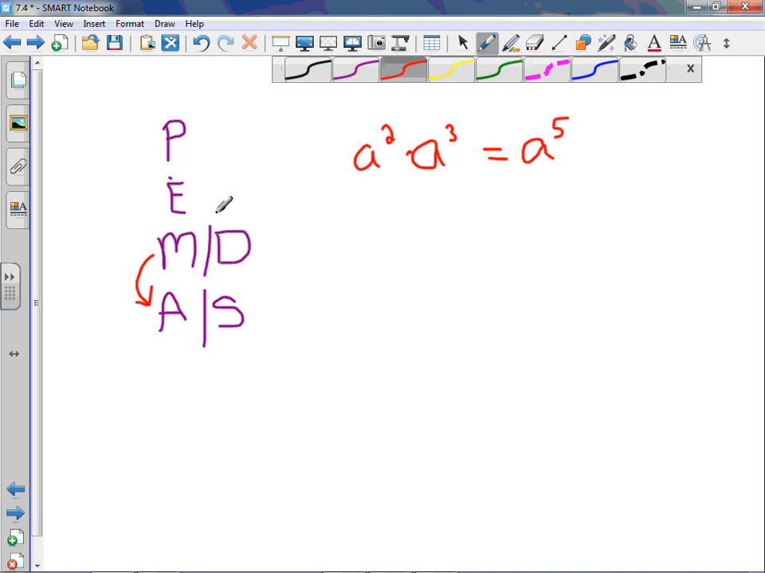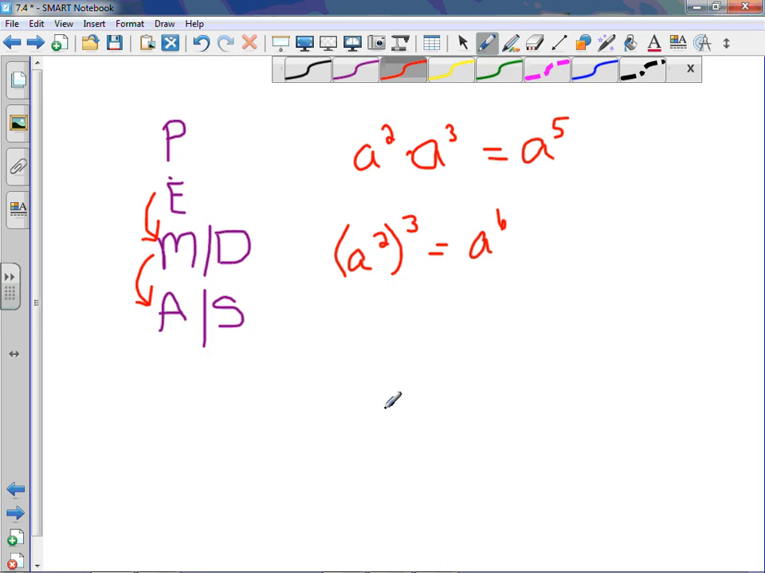Let's say we have an exponent to an exponent. A squared to the third. There's an exponent to an exponent. So I'm going to go here to exponent, go one step down. I'm going to multiply them together. So that equals a to the sixth.